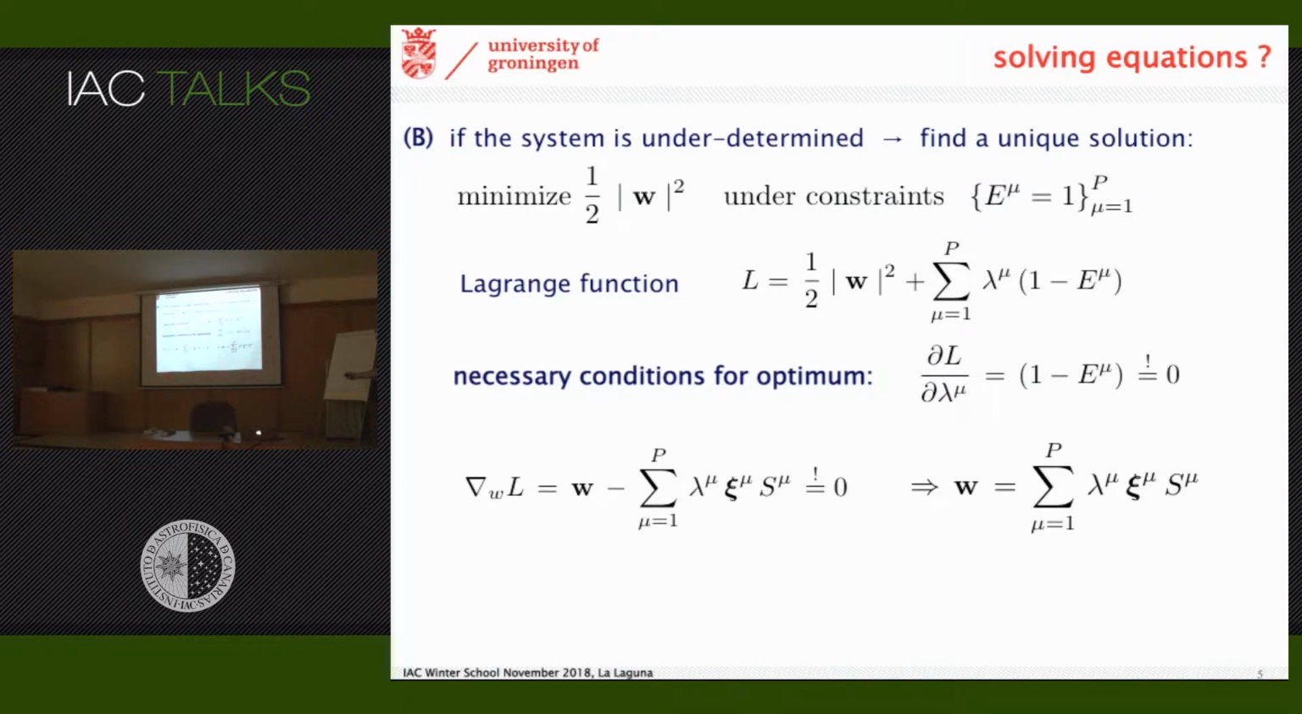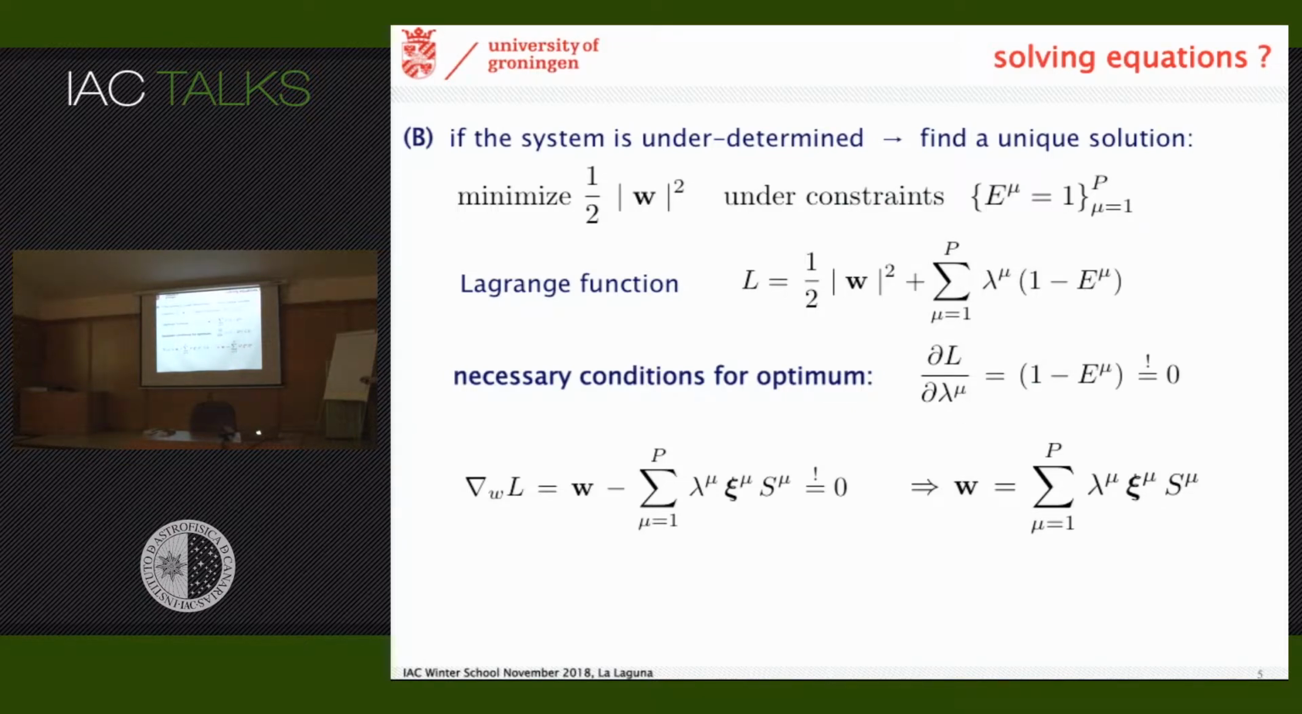And these are, first of all, that the derivatives with respect to the multipliers are 0. Well, this just means the constraints are satisfied. And second, the gradient with respect to the weight vector is 0, which gives us this result: W minus the sum over all the examples, lambda mu, xi mu, s mu is 0. Now that's great. What does it mean? It means that W can be written in this way. This is the form of the solution. And you know that already from my last lectures.